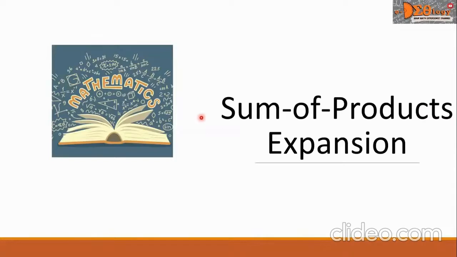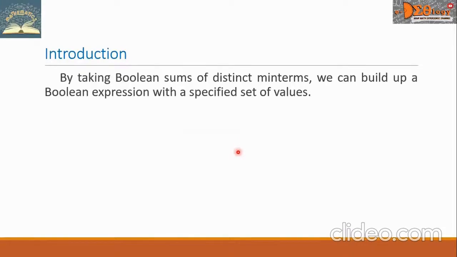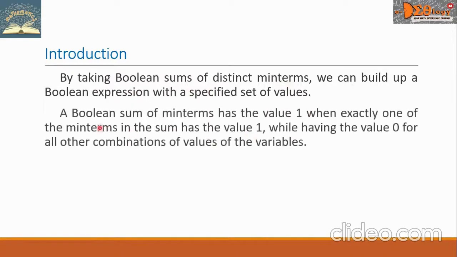Today, we're going to study sum of products expansion. By taking Boolean sums of distinct min terms, we can build up a Boolean expression with a specified set of values. A Boolean sum of min terms has the value 1 when exactly one of the min terms in the sum has the value 1, while having the value 0 for all other combinations of values of the variables.